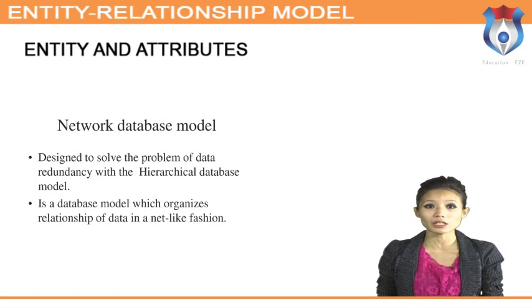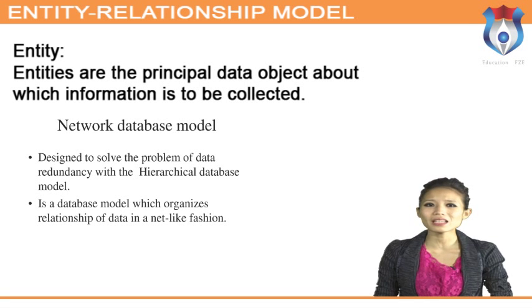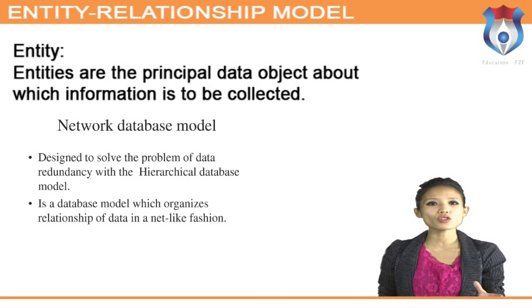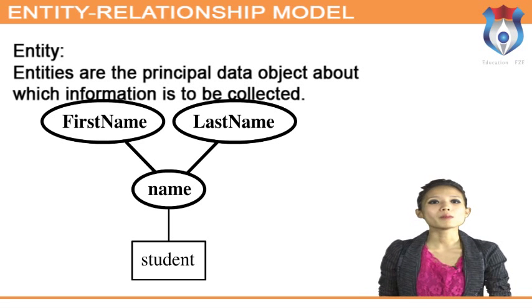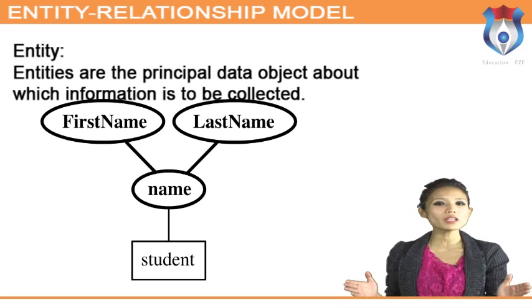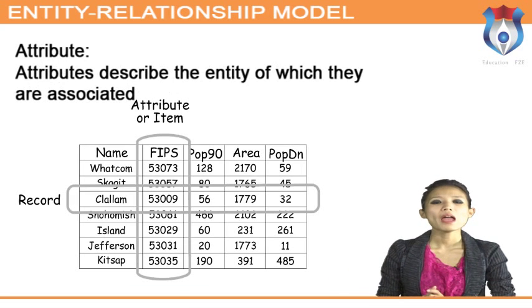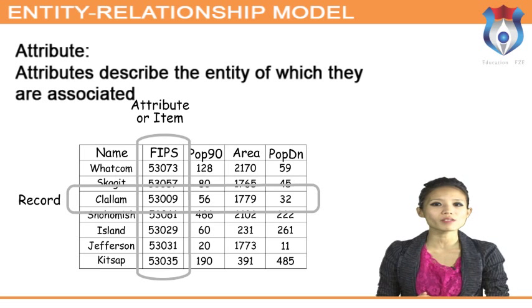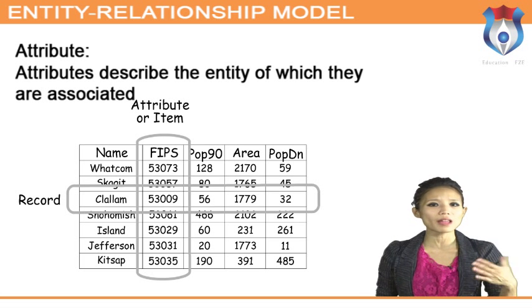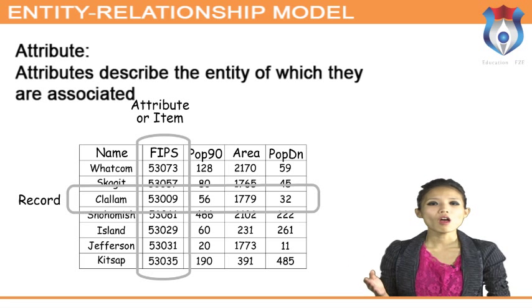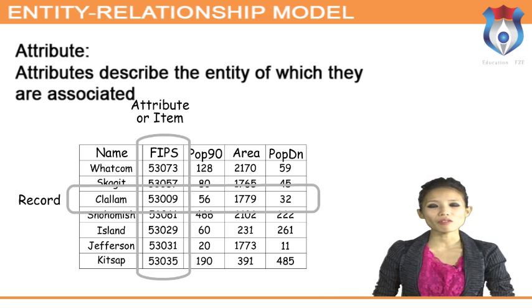Entities are the principal data objects about which information is to be collected. Entities are usually recognizable concepts, either concrete or abstract, such as persons, places, things, or events which have relevance to the database. Example. Some specific examples of entities are employees, projects, and invoices. Attributes describe the entity with which they are associated. A particular instance of an attribute is a value. Example, customer ID, first name, surname, date of birth, address, phone number are the values of the attribute name.